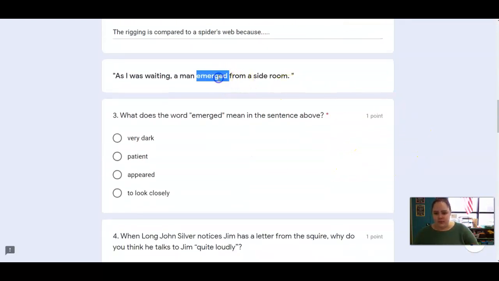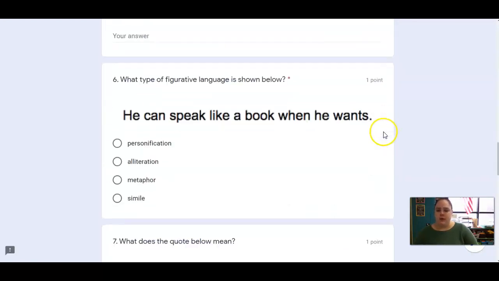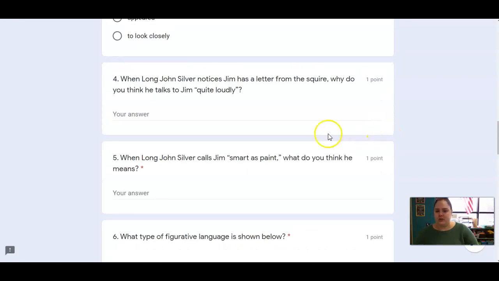We've got some word work here. You're looking at this word emerged. And then 4 and 5 are short answers. Number 4 asks, when Jim brings that note to Long John Silver, why do you think he's talking to Jim loudly? This one's a little bit difficult. You have to think a bit beyond the text, but make your best guess. Why do you think Long John Silver would be talking loudly?